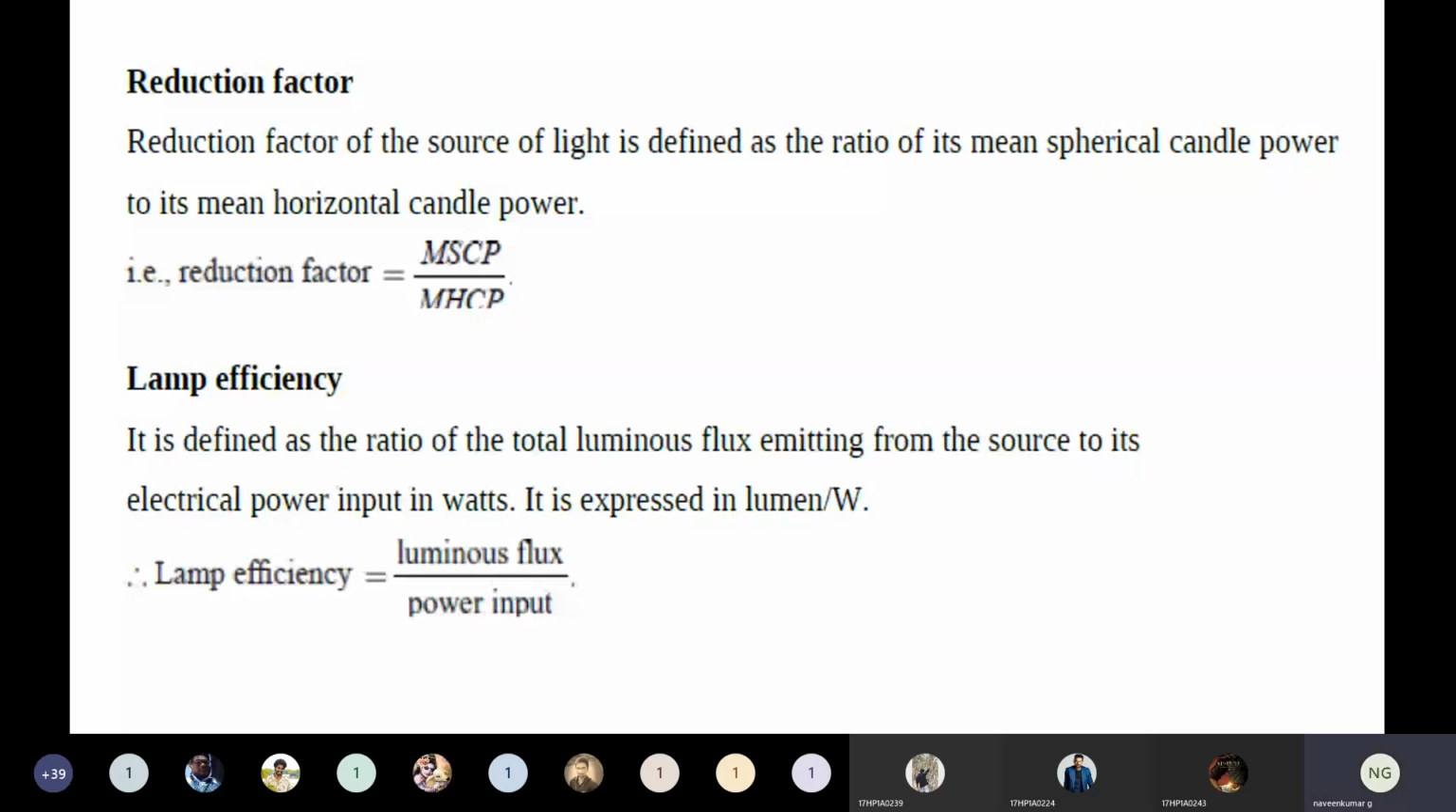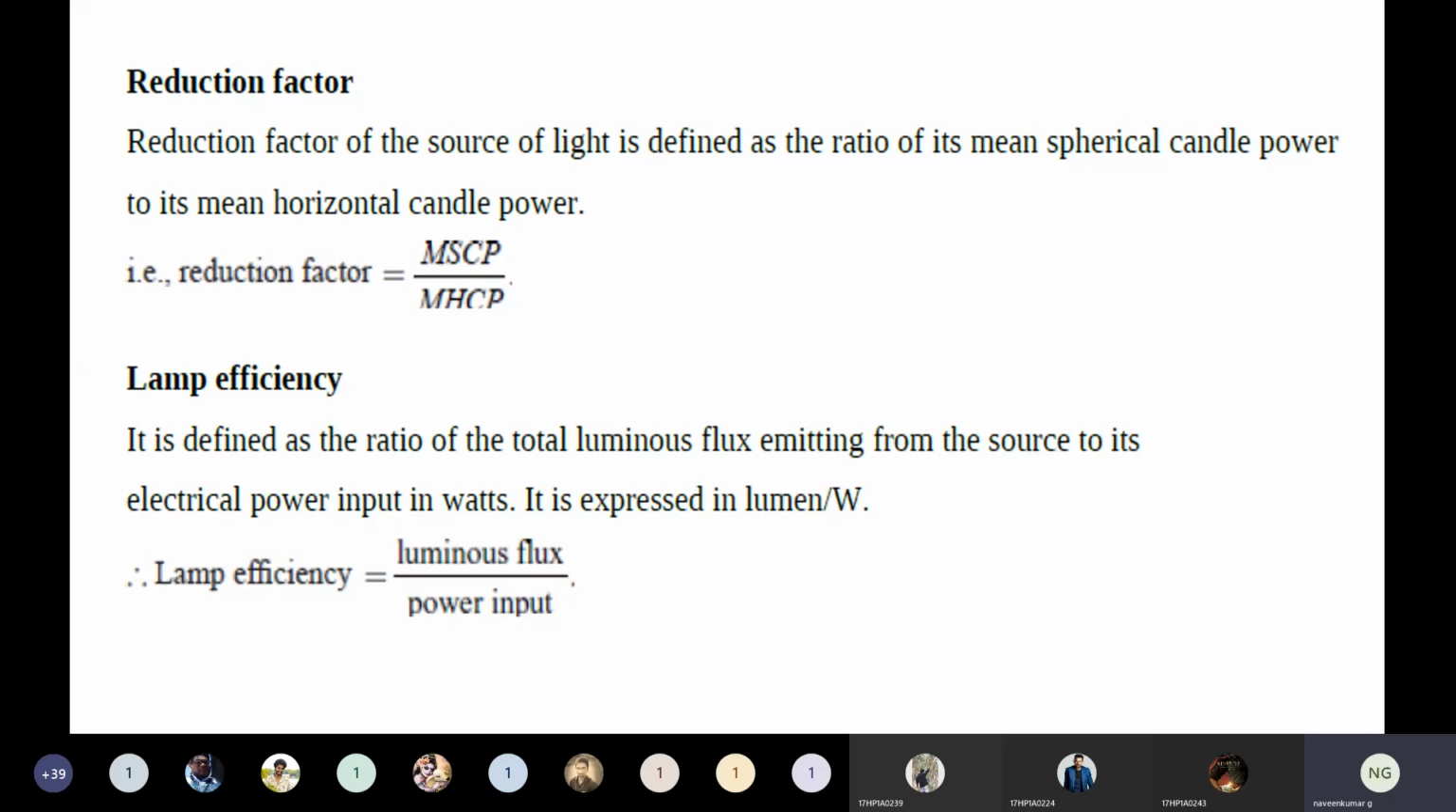So the next definition is lamp efficiency. It is defined as the ratio of total luminous flux emitted from the source to its electrical power input in watts. This usually is expressed in terms of ratio of luminous flux to power input. So lamp efficiency is total luminous flux and total power input. It's nothing but output to input definition.